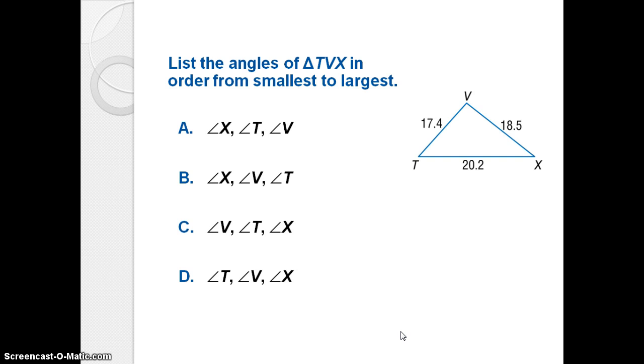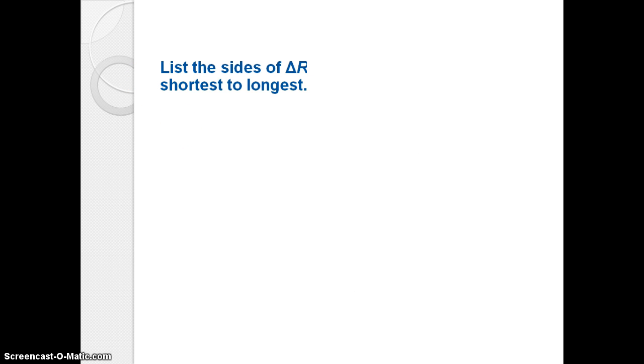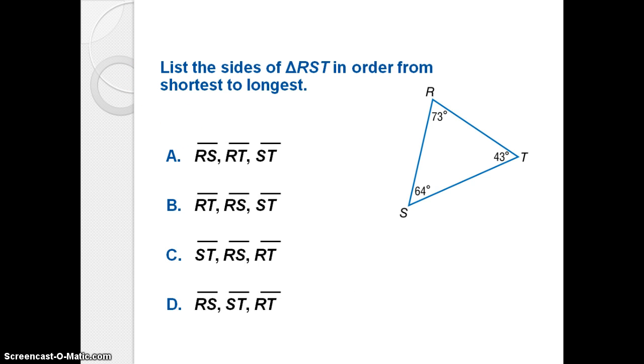So list the angles in triangle TVX in order from smallest to largest. So the smallest angle is going to be X, then T, then V. So your answer would be A. List the sides of RST in order from shortest to longest. So the shortest one would be RS, the middle one would be RT, and then the longest one would be ST. So again, the answer is going to be A.